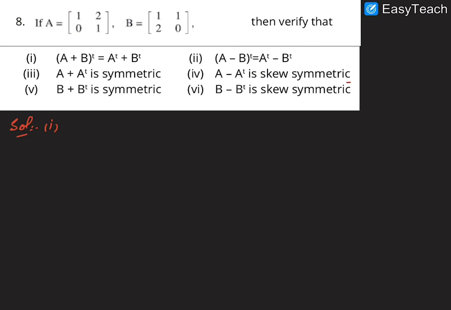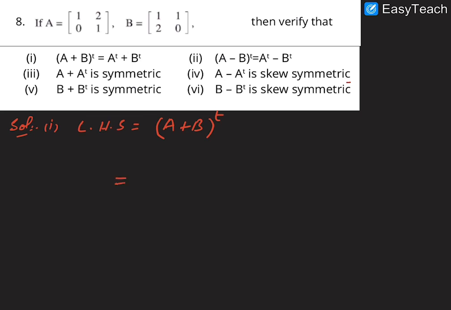Next is question number 8. Question number 8 says that if A equals this, B equals this matrix, then verify that (A plus B) whole transpose equals A transpose plus B transpose. So first let's find the left hand side, which is (A plus B) transpose.